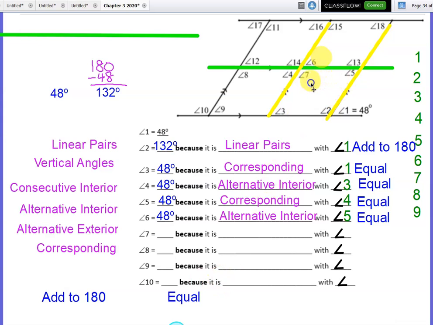Now let's look at angle 7. Okay. Well, I'm only using 2 lines to form those. So angles 6 and 7 are linear pairs. So if I compare angle 7 and angle 6, they are linear pairs, so they are supplements. So if angle 6 is 48, angle 7 needs to be 132 because they are linear pairs. Now let's jump to angle 8.